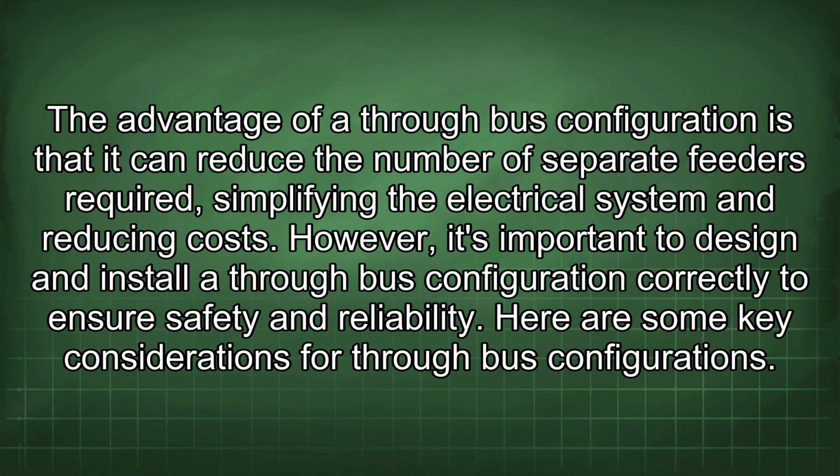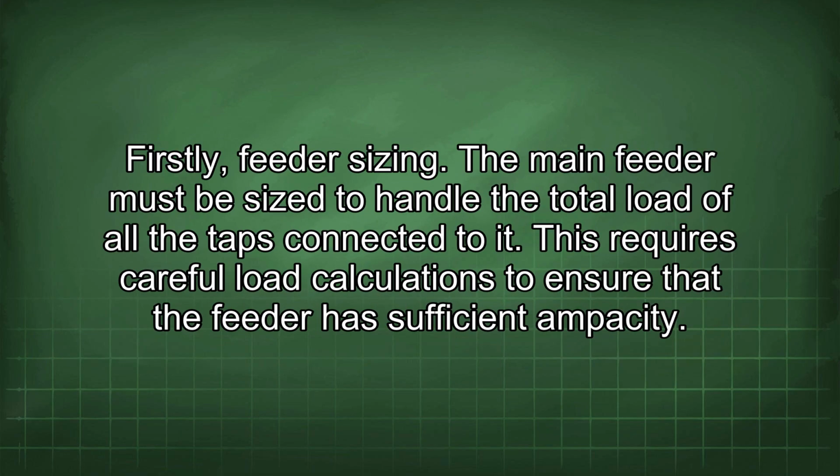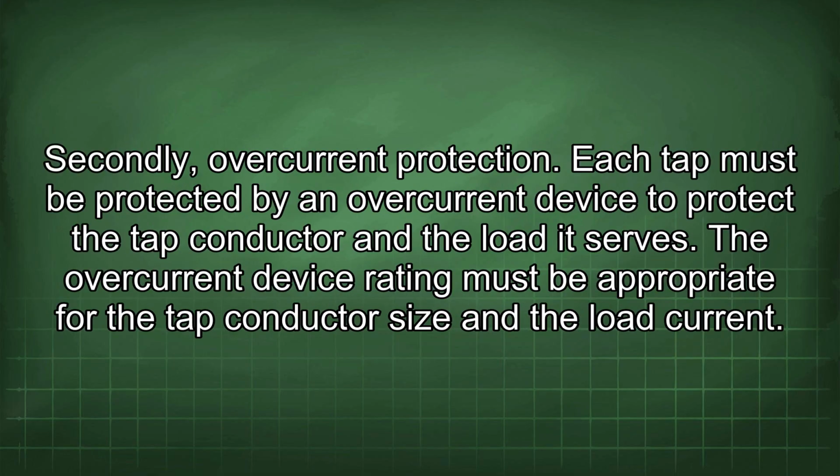Here are some key considerations for through-bus configurations. Firstly, feeder sizing. The main feeder must be sized to handle the total load of all the taps connected to it. This requires careful load calculations to ensure that the feeder has sufficient ampacity. Secondly, overcurrent protection. Each tap must be protected by an overcurrent device to protect the tap conductor and the load it serves. The overcurrent device rating must be appropriate for the tap conductor size and the load current.